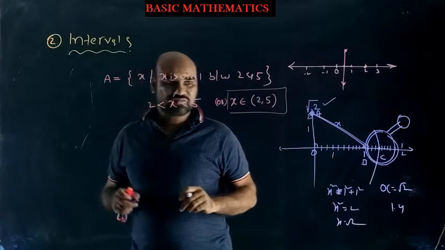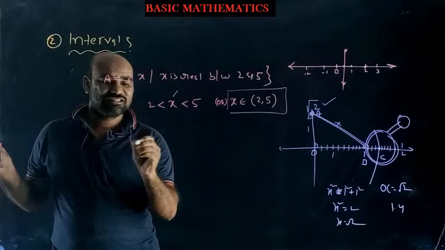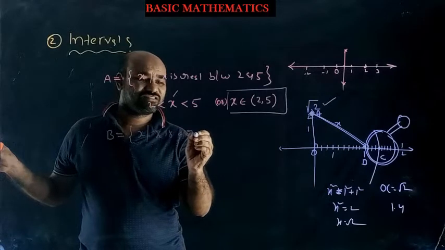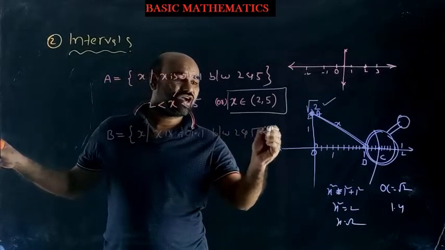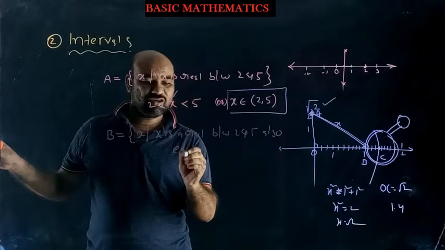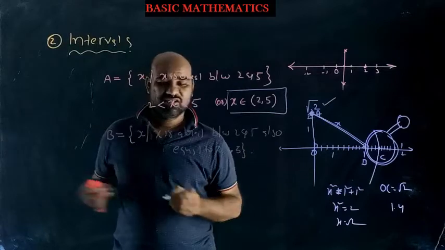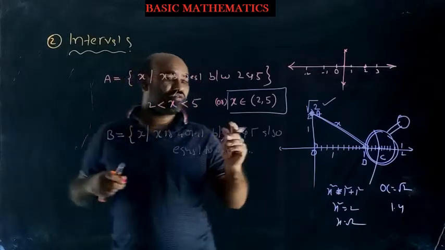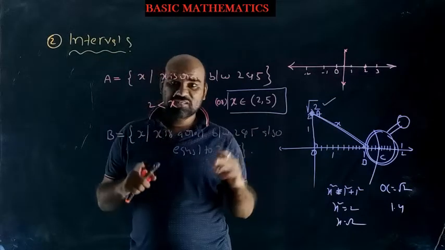For example, another set B is given as x such that x is a real number between 2 and 5, and also equal to 2 and 5. So next one, x is a real number between 2 and 5 and also 2 and 5. It may be equal to 2, it may be equal to 5, and lies between 2 and 5.